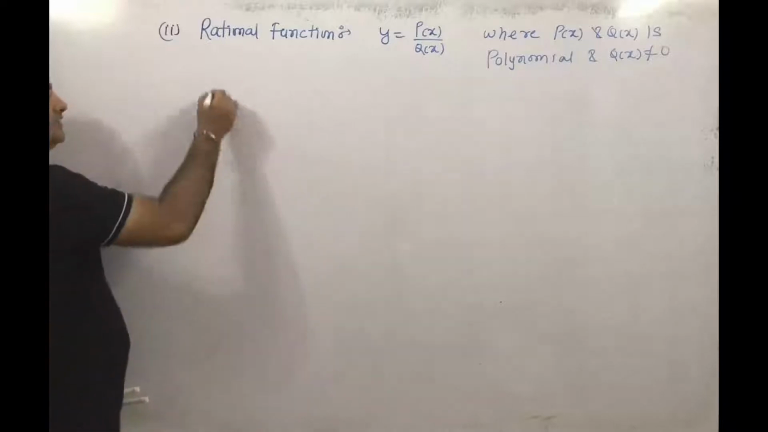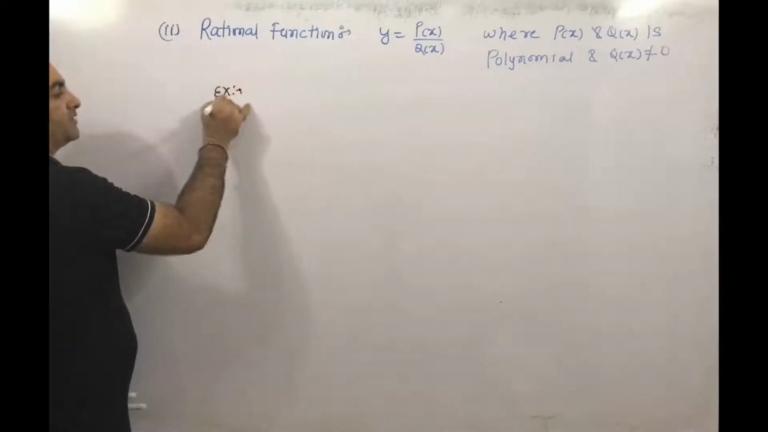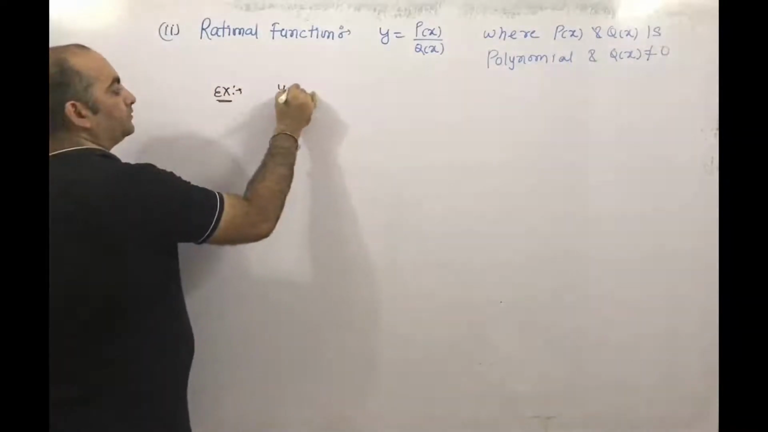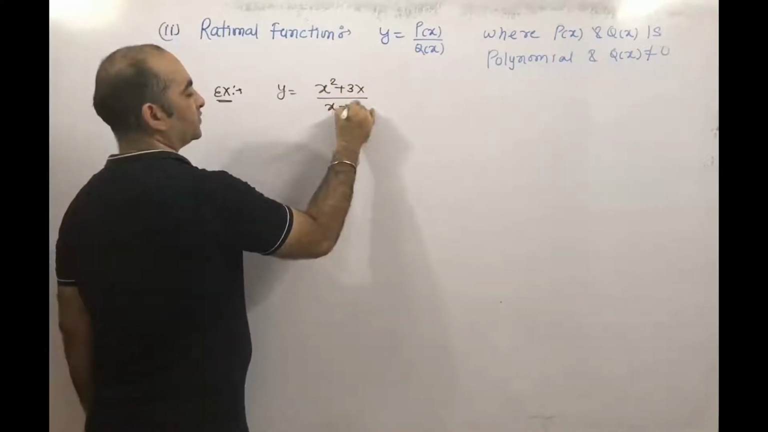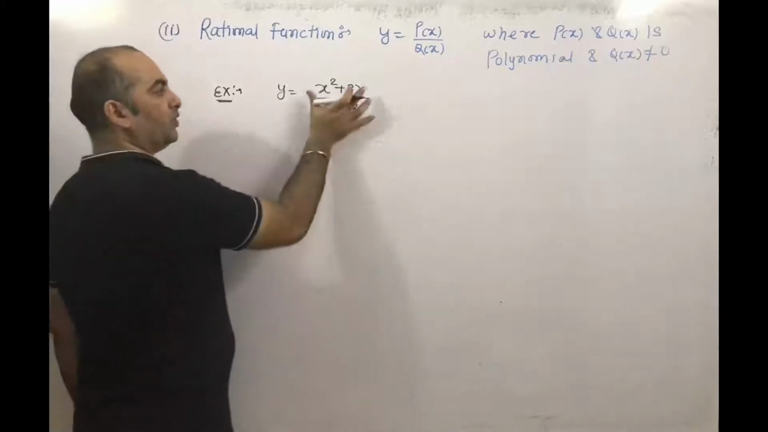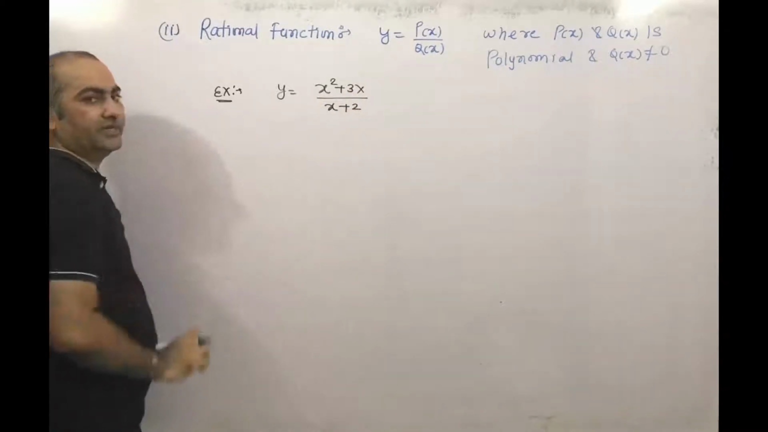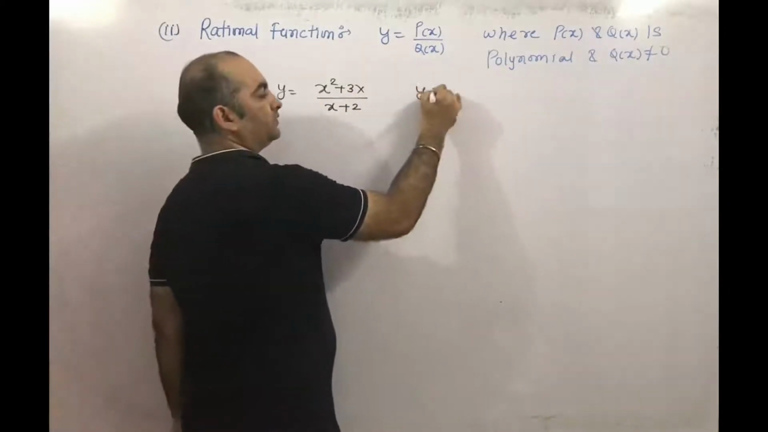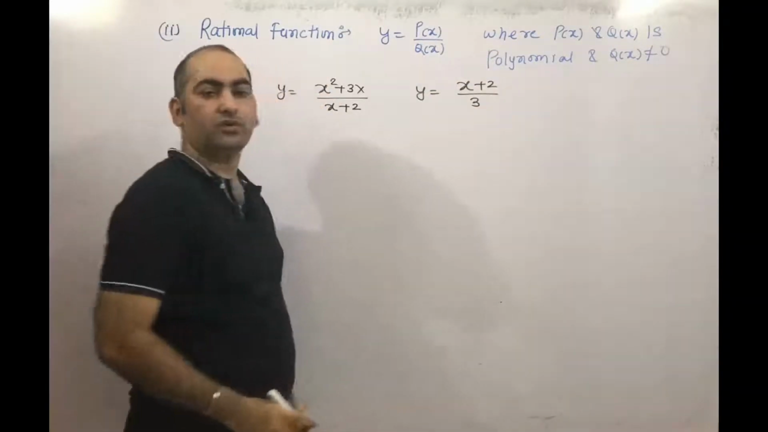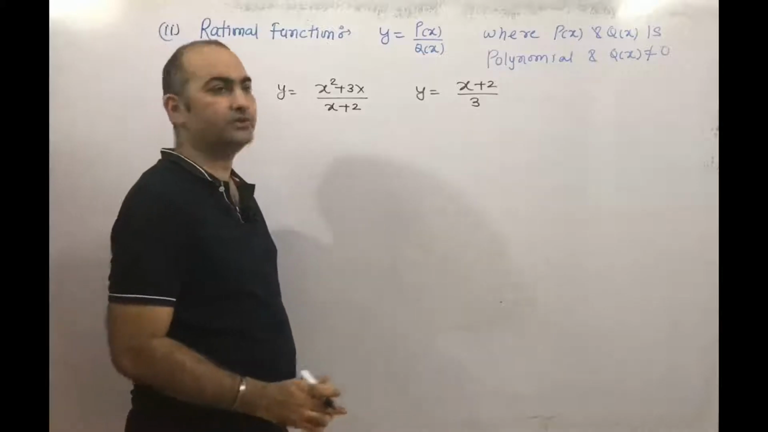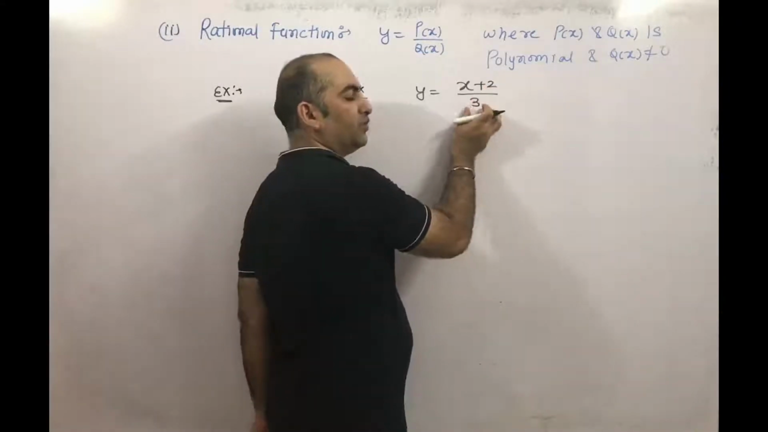Now we are discussing examples. What are the examples? y equal to x square plus 3x divided by x plus 2. Okay, so the numerator is a polynomial, the denominator is also a polynomial. So this is called a rational function. y equal to x plus 2 divided by 3. This is also called a rational function because x plus 2 is a polynomial and 3 is also a polynomial.